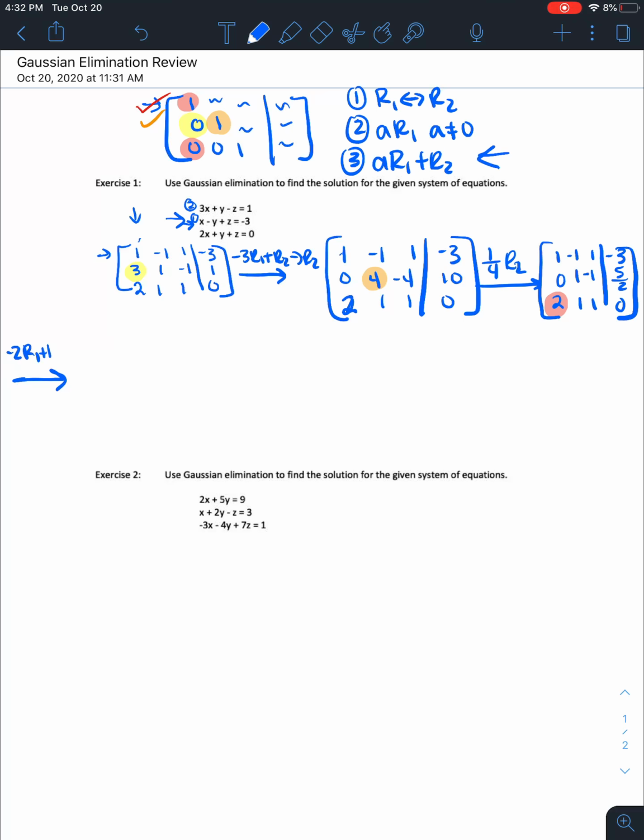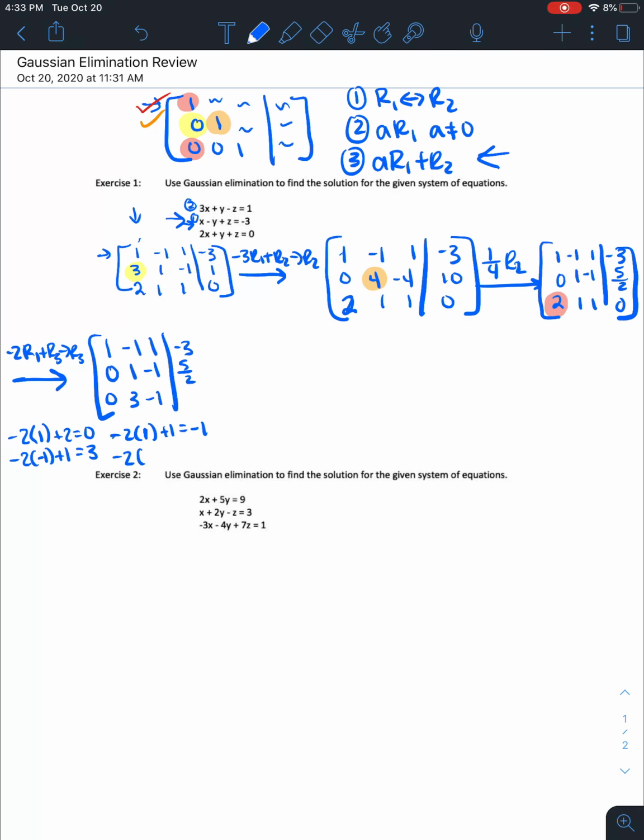So I'm going to do -2 times row 1 plus row 3, and I'm going to put that in row 3. So I'm not changing row 1. I'm not changing row 2. And I'm going to do -2 times 1 plus 2 is 0. -2 times -1 plus 1, that's 2 plus 1 is 3. Then we have -2 times 1 plus 1, so that's -2 plus 1 is -1. And then we have -2 times -3 plus 0 is 6. -2 times -3 is 6. 6 plus 0 is 6.